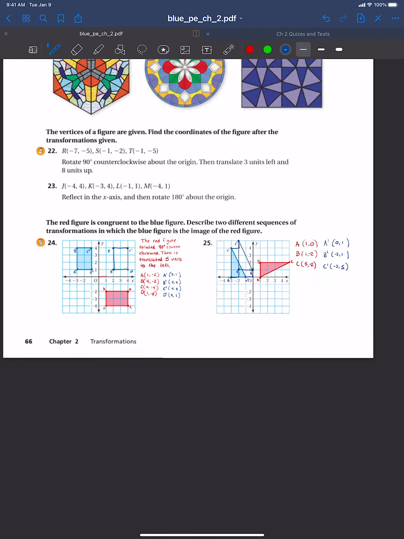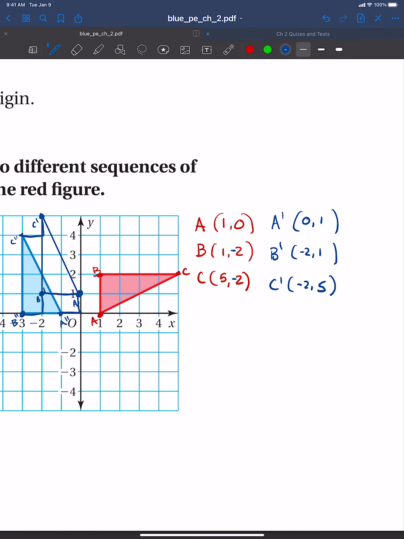So let's go ahead and write our little paragraph here. So we say first rotate 90 degrees counterclockwise. Oops.